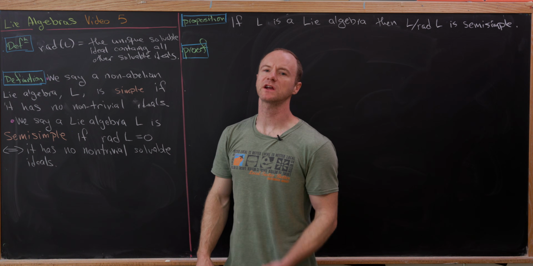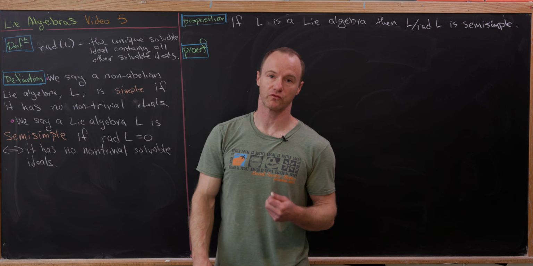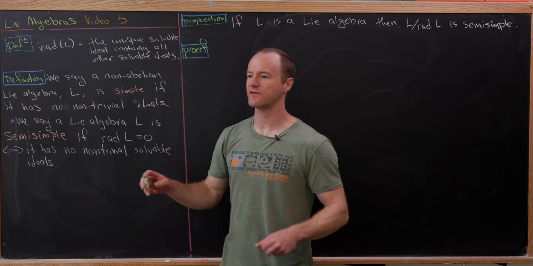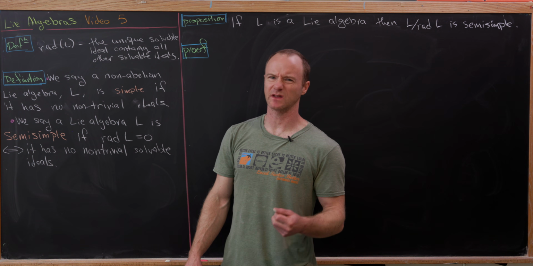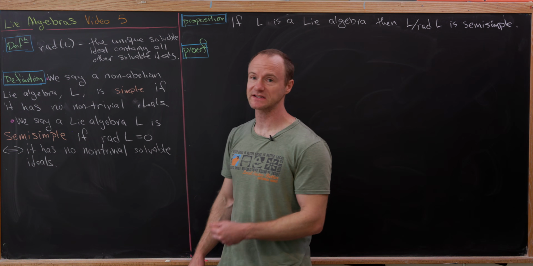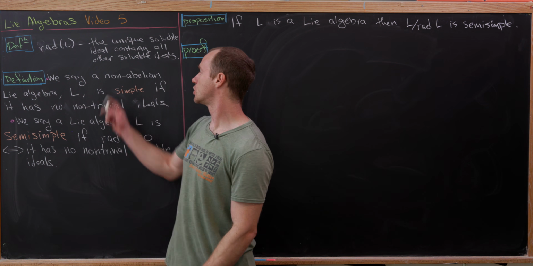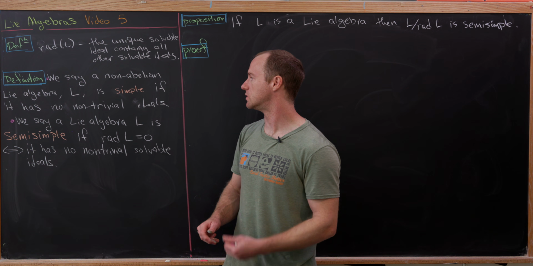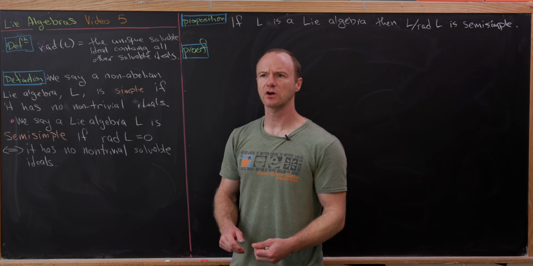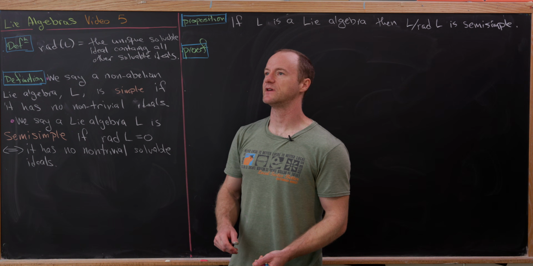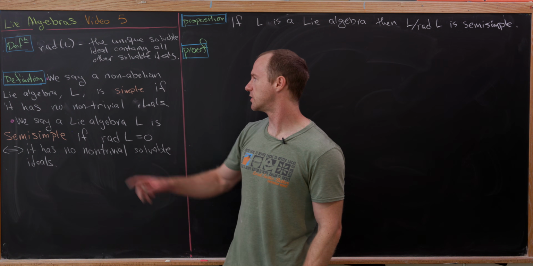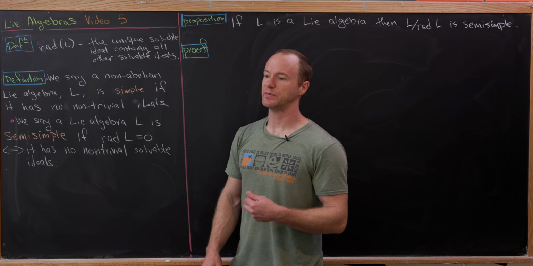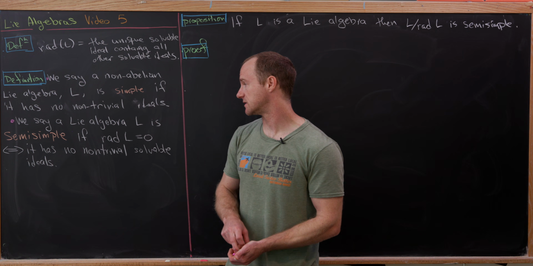Now we're going to build a couple of new definitions off of the radical. Well, the first isn't built off of the definition of a radical. It's ported over from something that we might have learned about in group theory, and that's the notion of simplicity. So we say a non-abelian Lie algebra L is simple if it has no non-trivial ideals. Recall a group is simple if it has no non-trivial normal subgroup. But we require a non-abelian Lie algebra here, so abelian Lie algebras cannot be considered simple.